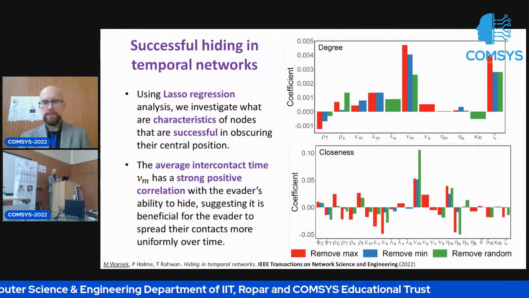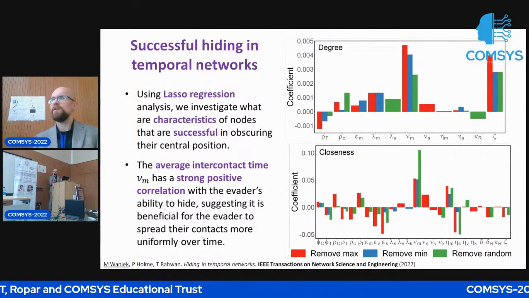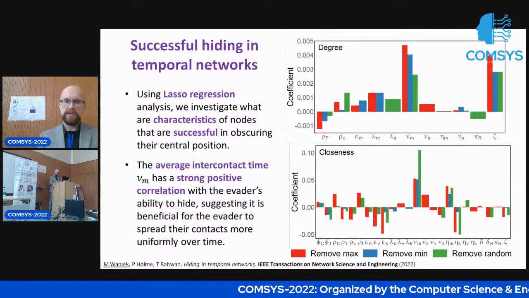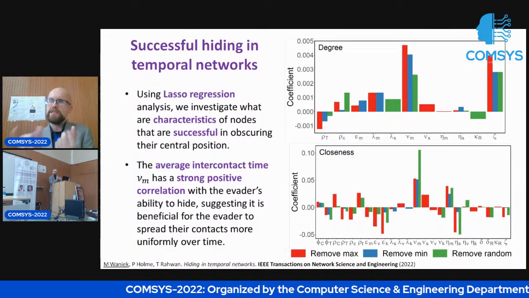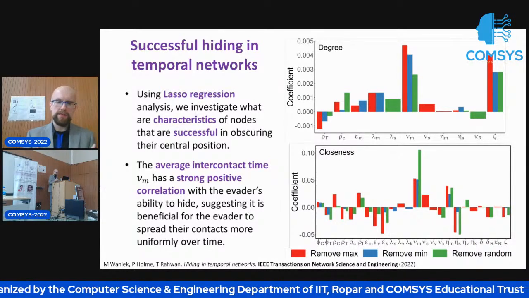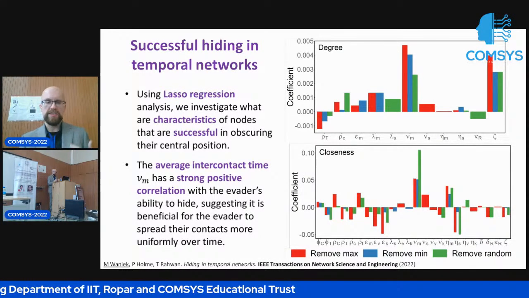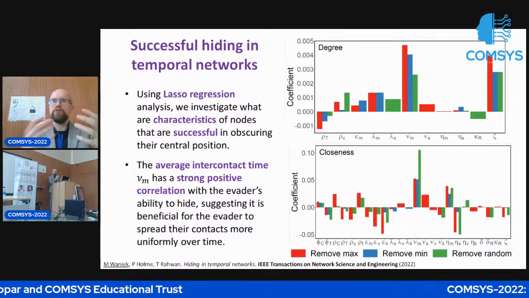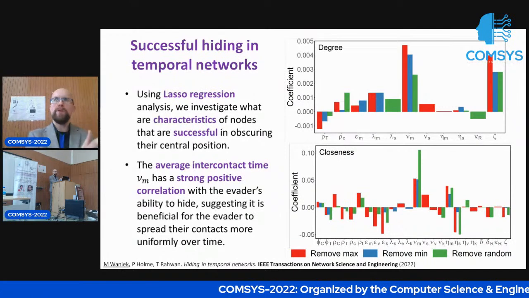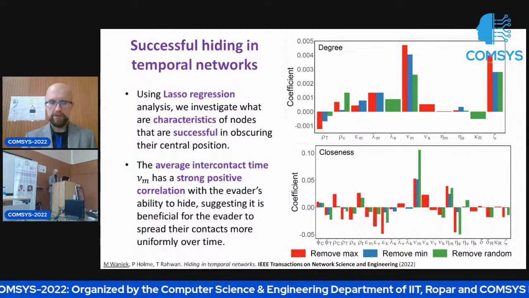Another thing that we tested in this setting is, okay, if a particular node is very successful in hiding, why are they successful? So we measured different characteristics of the nodes. We performed lasso regression analysis to find what characteristics are connected with being successful in hiding. And one characteristic that was very strongly positively correlated with the ability to hide was the average intercontact time, which suggests that if I want to hide in a temporal network, I should kind of spread my meetings over time. I should not meet with all my friends at one point in time. I should meet with them separately over time.